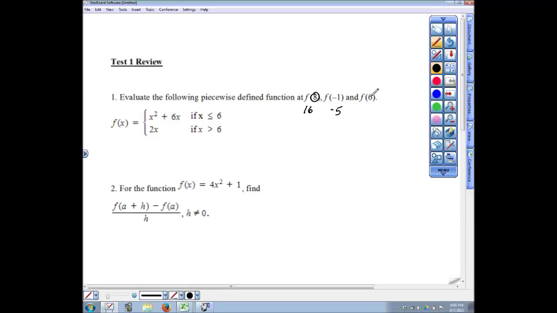And finally, f of 6. Now you've got to look real carefully here. It still fits into the top piece, because if x is less than or equal to, and that's the key, it's equal to 6, you still use the top piece. So 6 squared plus 6 times 6, that's 36 plus 36, which is 72.